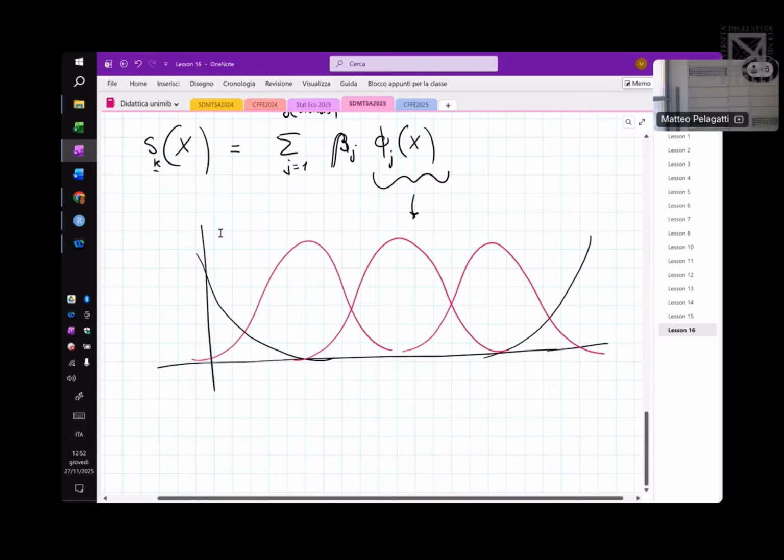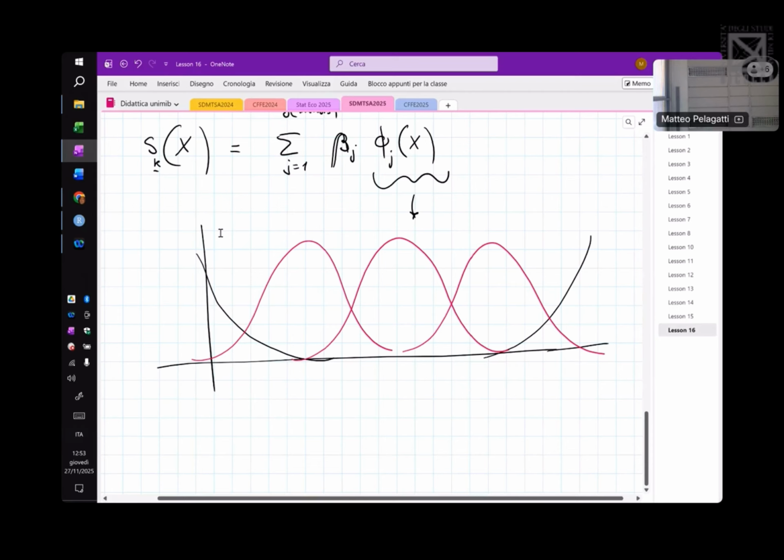But the problem of polynomial functions is that they're global. Every single basis function is trying to fit the whole function. Here, every basis function instead is trying to fit a part of the function.